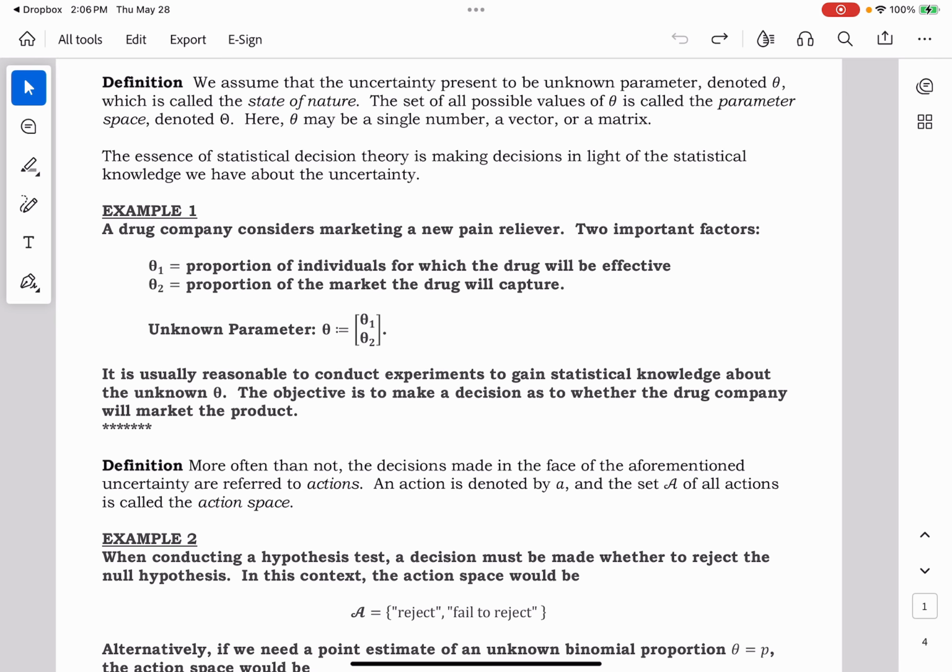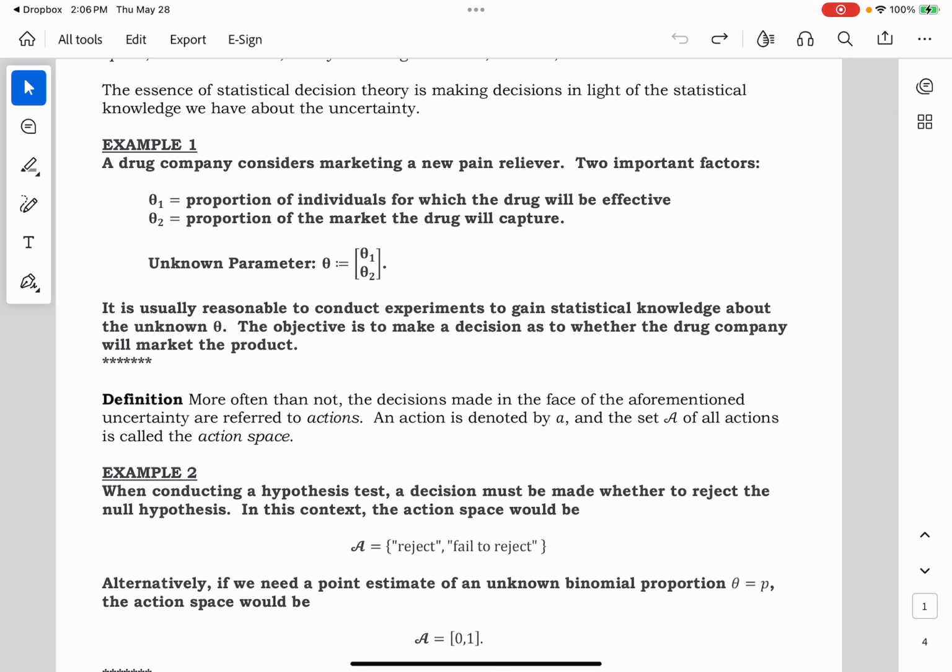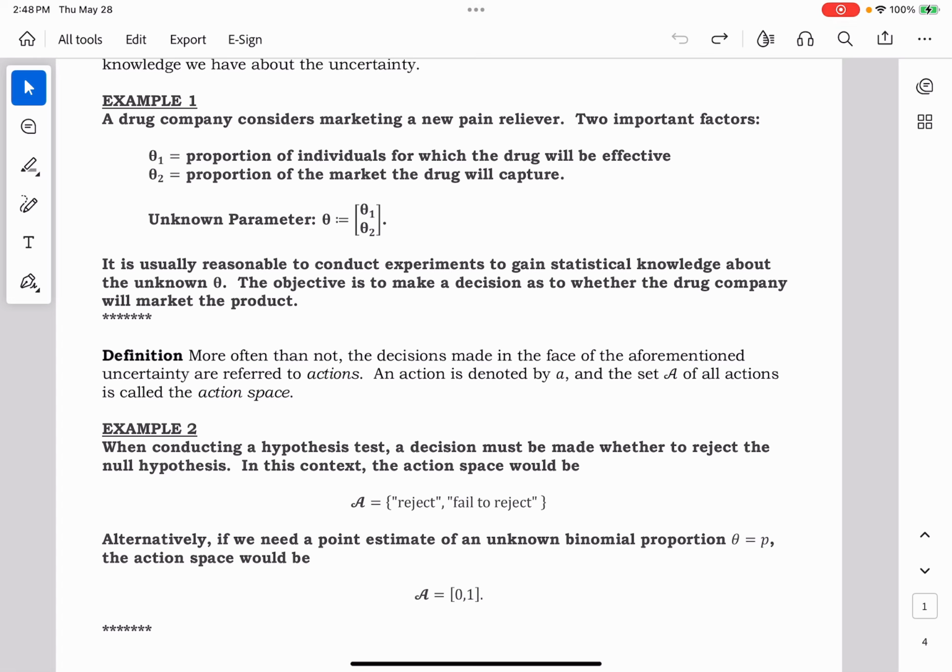So our first example involves a drug company, and there are two parts to this parameter theta. So we've got an element of R2. Theta 1 is the proportion of individuals for which this new drug would be effective, and then theta 2 is the proportion of the market that the drug would capture. In a classic statistics fashion, we would consider a sample to estimate these parameters.